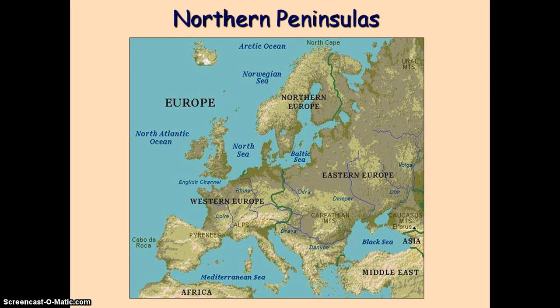Okay, on your notes, you are going to label these 5 peninsulas as they come up. First one is the Jutland Peninsula. It's spelled like Jutland, but it's pronounced Yutland. And the only country on the Jutland Peninsula is Denmark and the islands that are a portion of Denmark.